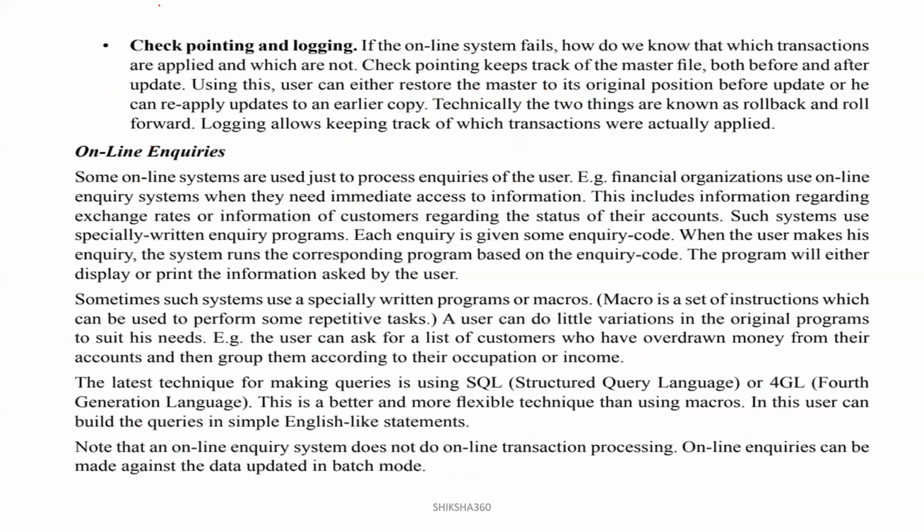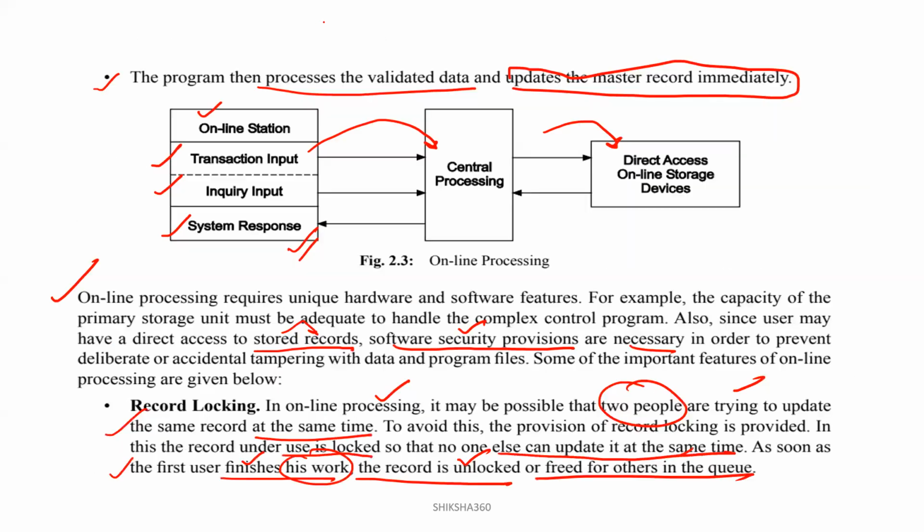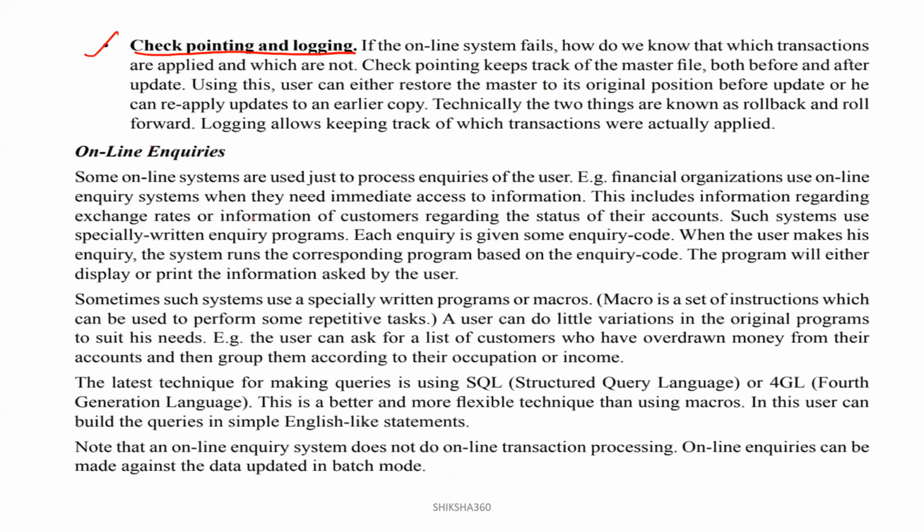Next one is checkpoint and logging. First one was record locking, second one is checkpoint and logging. If the online system fails, how do we know which transactions are applied and which are not? Checkpointing keeps track of all the master files, both before and after update.